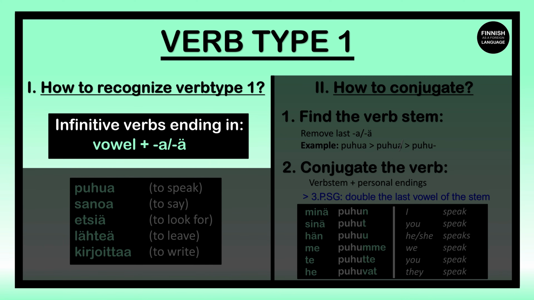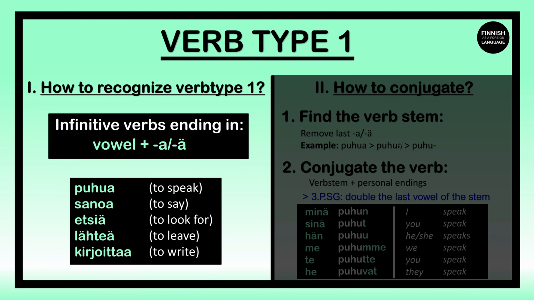So how do we recognize verb type 1? If the infinitive verb, or in other words basic verb, is ending in a vowel plus either a or ä, then it belongs to verb type 1. Here are some examples. Puhua, to speak, sanoa, to say, or etsiä, to look for.